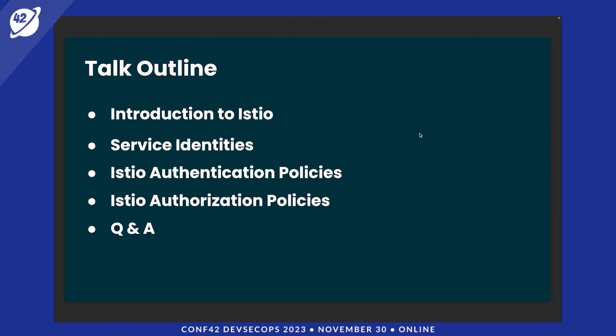So this is the outline of the talk. First, we will start with the introduction to Istio. We will look into the service identities, how we can use service accounts to convert them into the service identities that will be used by Istio. We will look into the authentication policies like TLS or mTLS, and then we will look into the authorization policies that will let us enforce access rules within our services, and then finally we will have some Q&A.